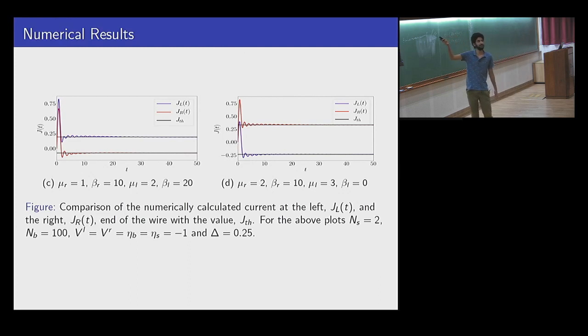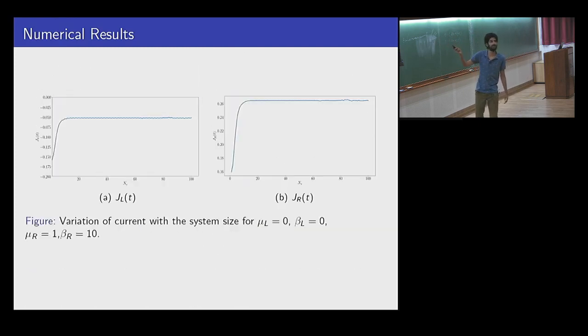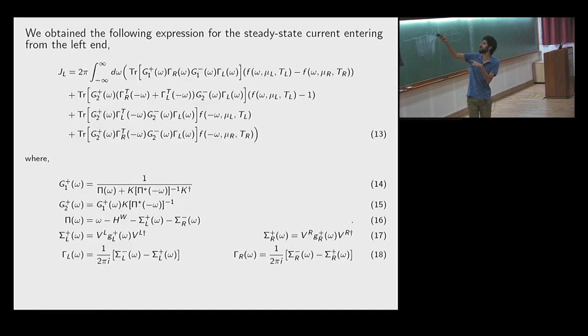Current, this is this one. Current was N. Okay. When did you measure this? This is the steady state current. So no, there is no time involved. This is from this expression. You have these traces, and traces will involve dimensions, and those dimensions will be given by the number of sites you take in the system.